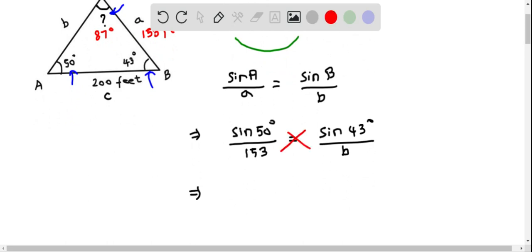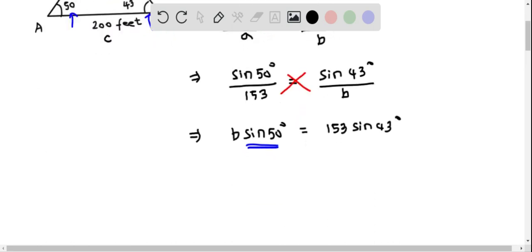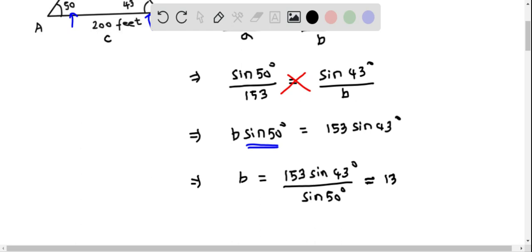So we can solve for the unknown B from this equation. We can cross multiply just like this. So we will get B times sine of 50 equals 153 times sine of 43. Now we divide both sides by sine 50 so that we solve for B. So this gives B equals 153 sine of 43 over sine 50. We can plug this into the calculator, and when we do that, we get approximately 136 feet.